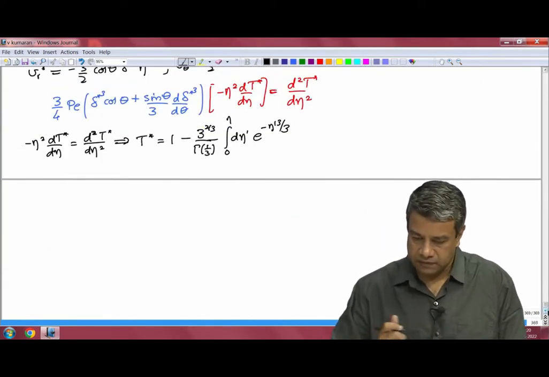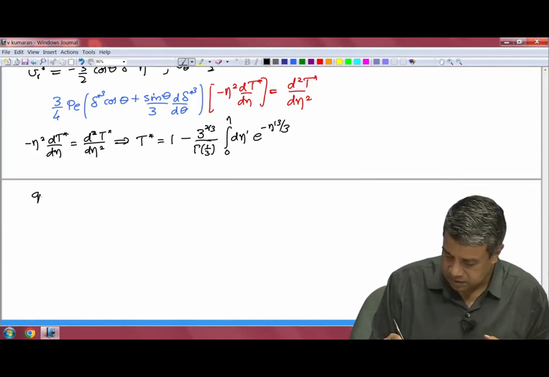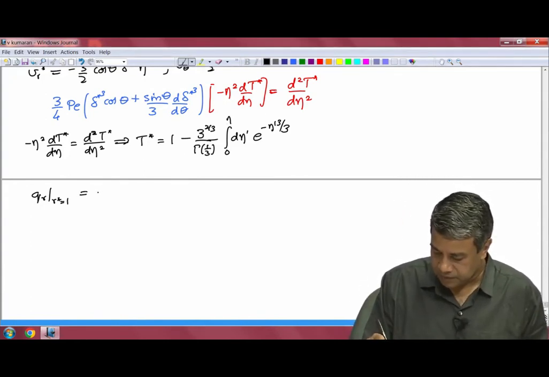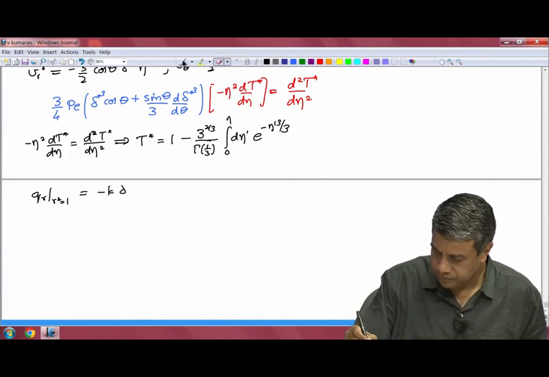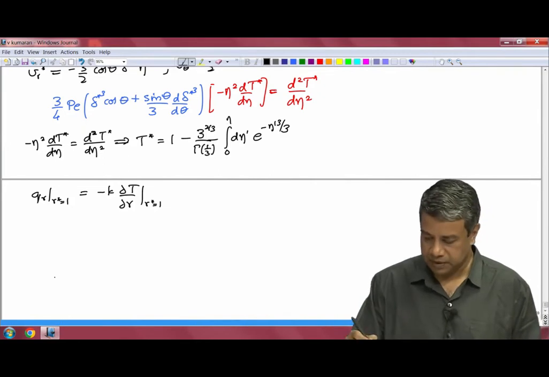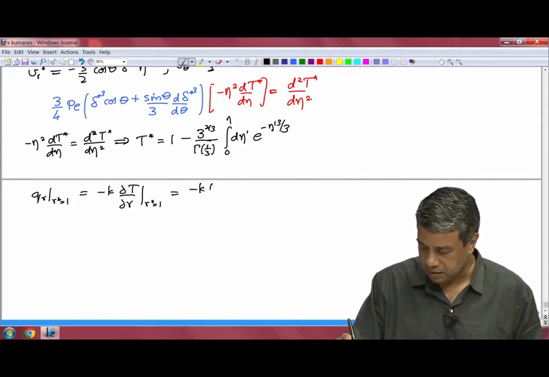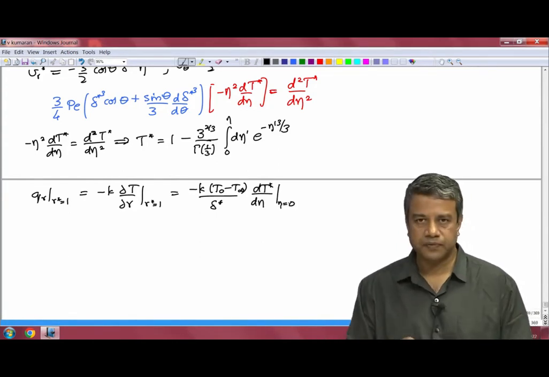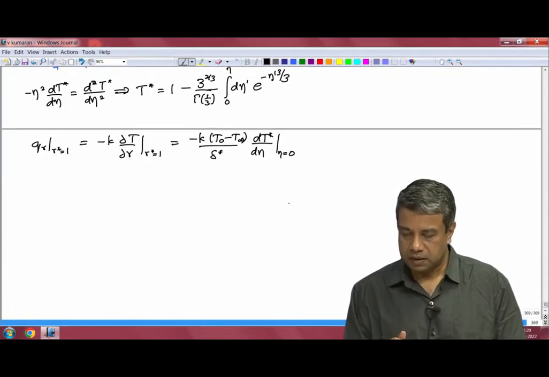And the solution for the heat flux at the surface was Qr at r star is equal to 1, the radial heat flux at the surface. This is going to be equal to minus K partial T partial r at r star is equal to 1, which is equal to minus K into (T naught minus T infinity) by delta star, dT star by d eta at eta is equal to 0. And this we had evaluated.